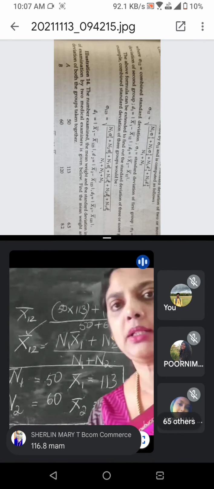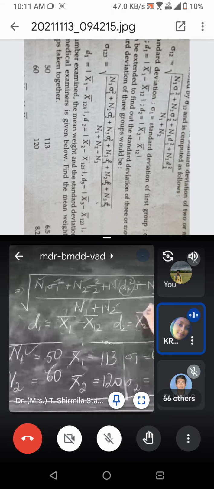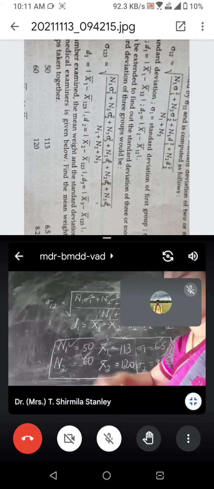Then what will be D2? Mean 2 minus combined. So D1 is mean 1 minus combined mean. D2 is mean 2 minus combined. So do we have mean 1? Yes. Mean 1 is 130. Do we have mean 2? Mean 2 is 120.